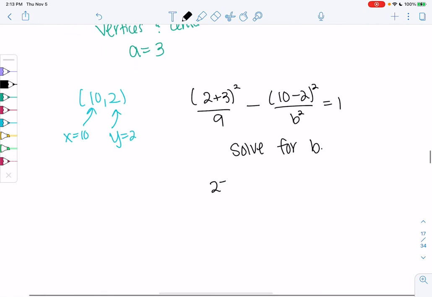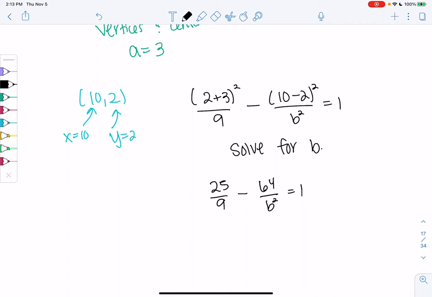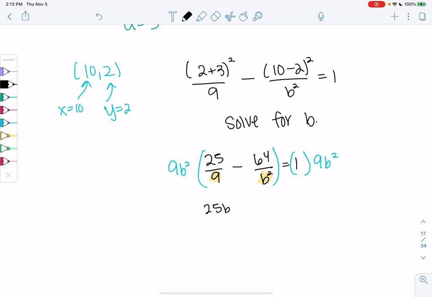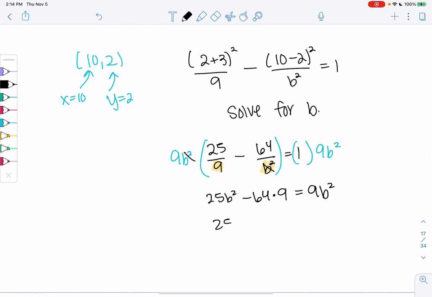So we get 5 squared, 25 over 9, minus 8 squared, or 64, over b² equals 1. So I'm going to multiply by 9b² to get rid of the denominators. So 9b² times 25 over 9 is 25b². The 9 cancels out. With the second term, the b² cancel out, so we get 64 times 9, which we'll find in a second, and then equals 9b². So 64 times 9, I have no idea. 576. So 25b² minus 576 equals 9b².